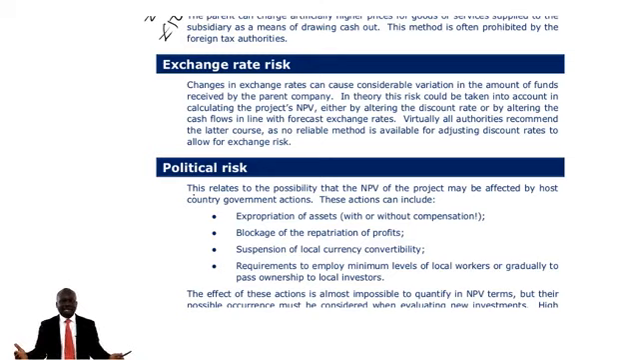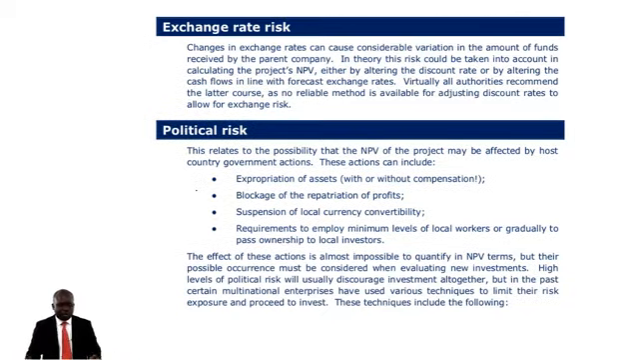So what do I tell students? You don't waste time to cram these. Get them as headings: political risk, exchange rate risk. When you go to the exam room, you have to link it to the scenario in front of you. Here we've said expropriation of assets. Maybe the government is going to seize the asset.